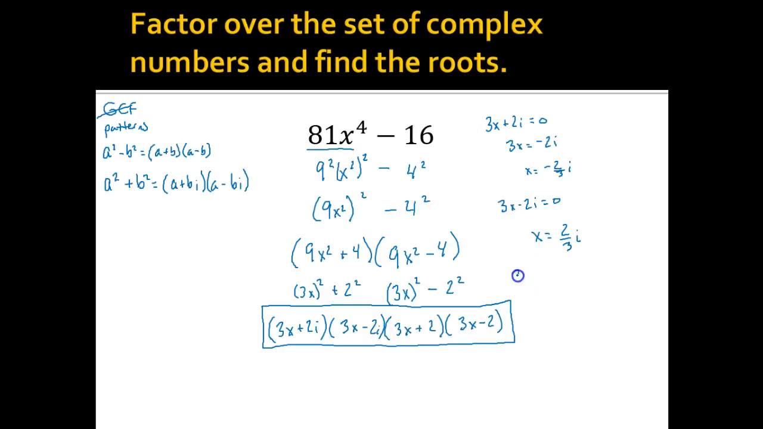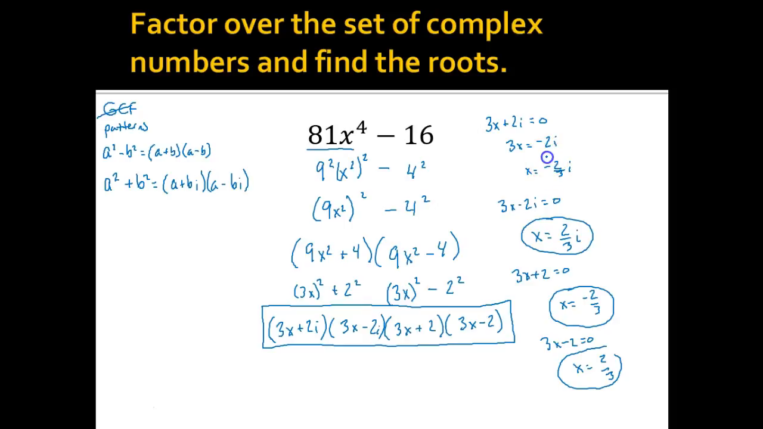And then we'll do the 3x plus 2 equals 0, the third factor. Subtract 2, divide by 3, x equals negative 2/3. And then 3x minus 2 equals 0. Add 2, divide by 3, x equals 2/3. So we have x equals 2/3, x equals negative 2/3, x equals 2/3 i, x equals negative 2/3 i. There are 4 roots, and we got our roots by taking each factor, making it equal to 0, and then solving for x.